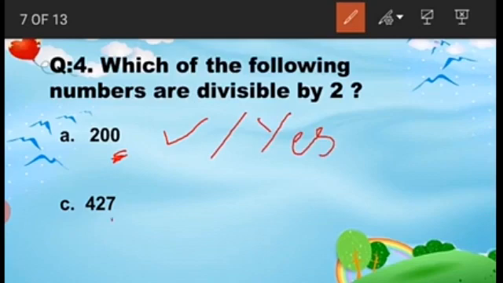Here the units place is not an even number. It is an odd number. So students, it is not divisible by 2. So we will mark a cross here. Clear? So what comes next?